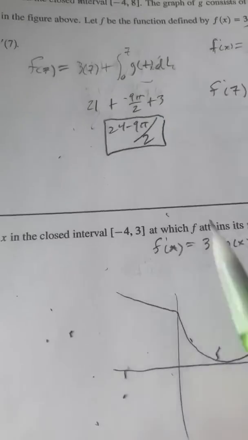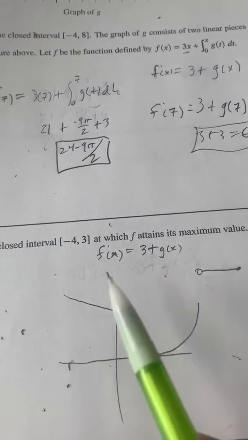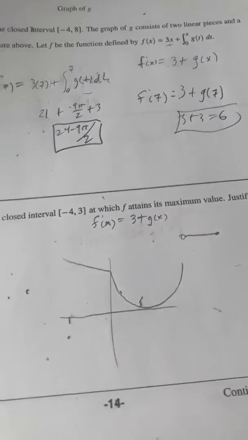Oh, sorry, it says from -4 to 3, so f will have its biggest value at 3. If it had been over the whole interval, it would have been at 8.